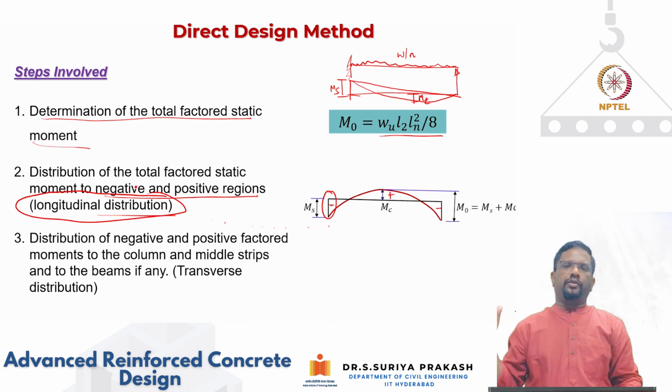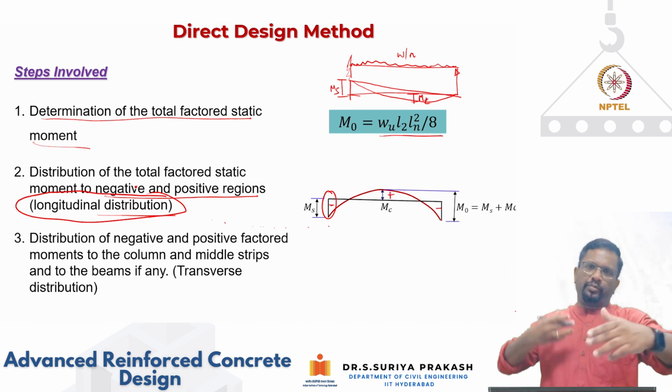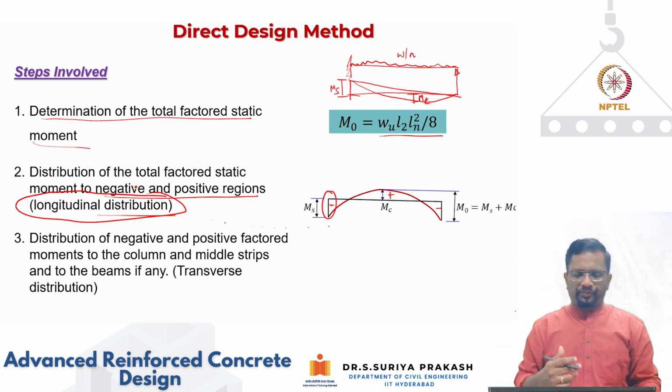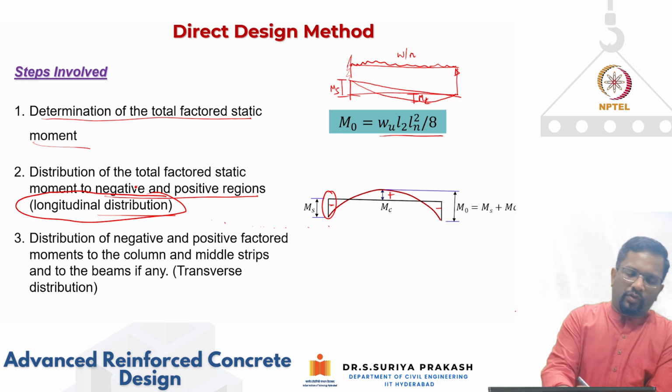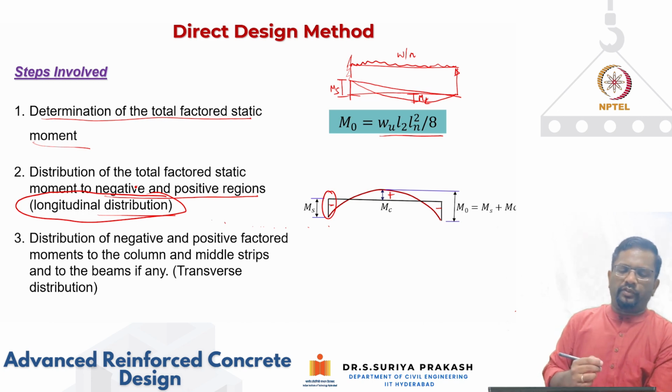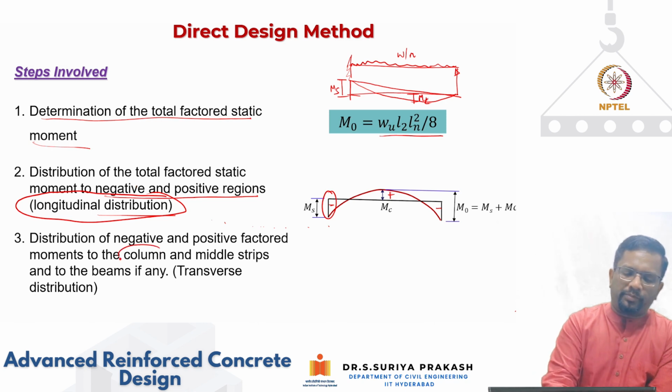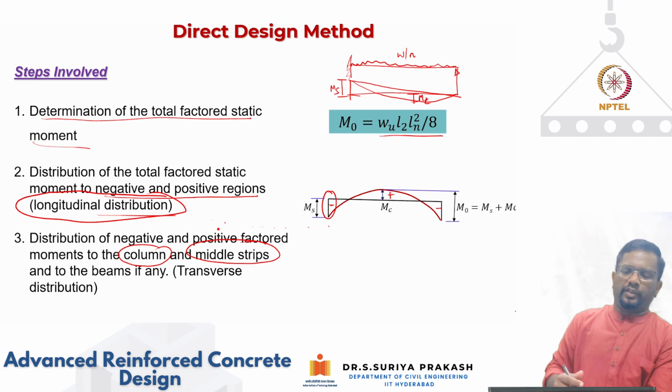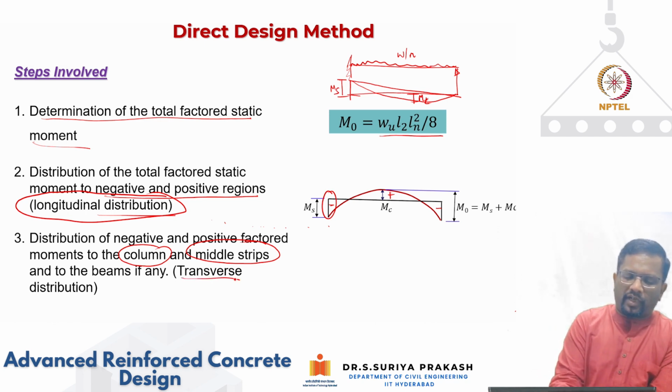Once we get the longitudinal distribution, because the slab is also bending in the orthogonal direction, the negative and positive factored moments that we found have to be transferred to the column strip and middle strip. We will see in the schematics what a column strip and middle strip are. This is called transverse distribution.